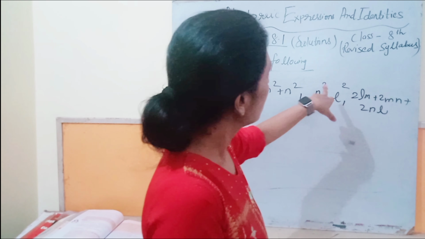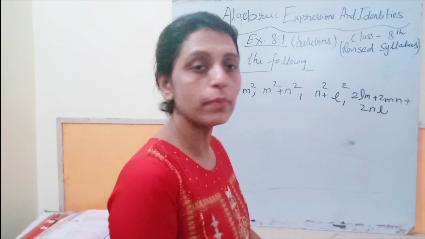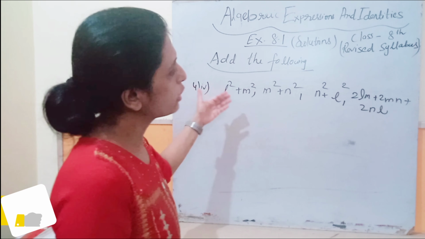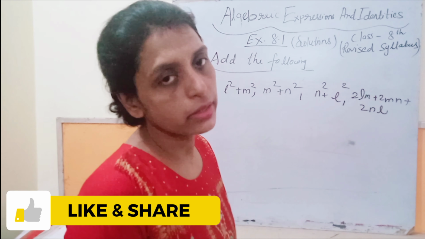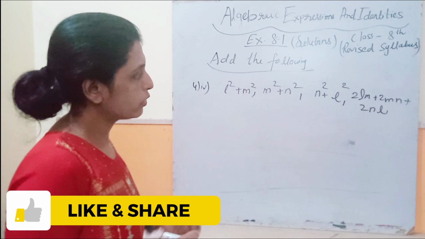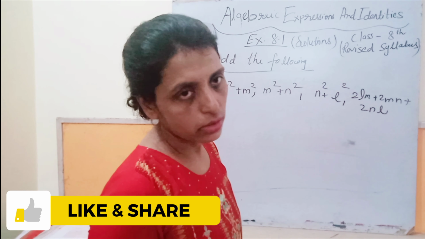So the fourth question says L square plus M square has to be added to M square plus N square. N square plus L square is the next algebraic expression. We added it to LM plus 2MN plus 2NL. Okay. So in this question I am going to tell you the horizontal method, how we can add using the horizontal method also, so that it will be according to your convenience. You can use either of the methods.